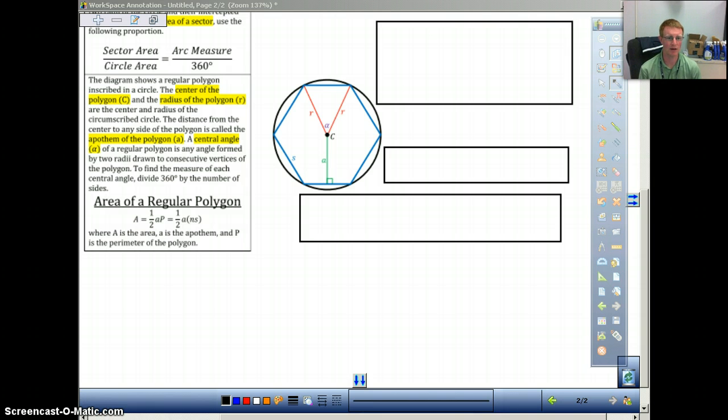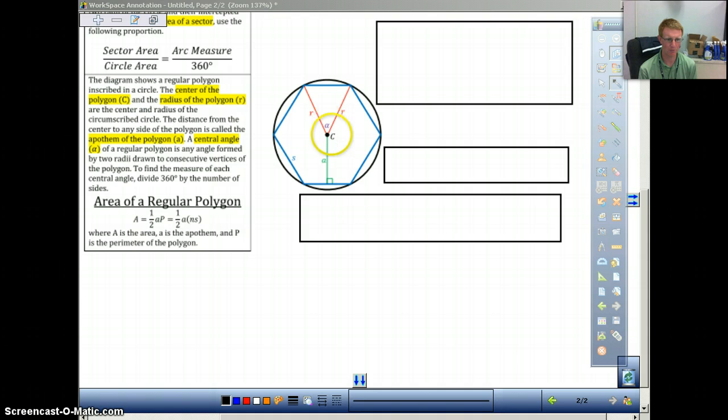Now, keep in mind, everything that we're talking about here is regular, which means all of the sides and all of the angles are the same. What you see here in this diagram has a circle around it. We're going to use the circle so you understand that a circle can always be drawn around a regular polygon. We have a circle, and our regular polygon here has 6 sides. It's a hexagon.